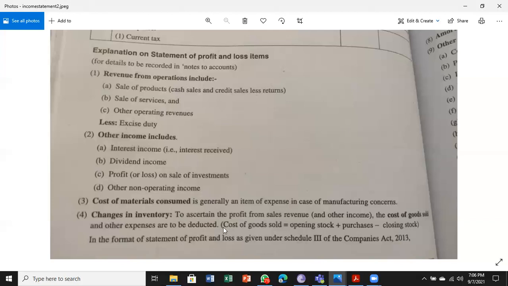The other one is changes in inventory. That is how much of stock has changed. That is going to be understood by calculating the information called cost of goods sold. So how to calculate cost of goods sold? Opening stock plus purchase of goods minus closing stock will be cost of goods sold. And various other expenses are considered as a deduction. That will be change in inventory for the company.